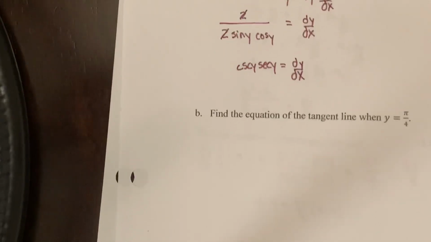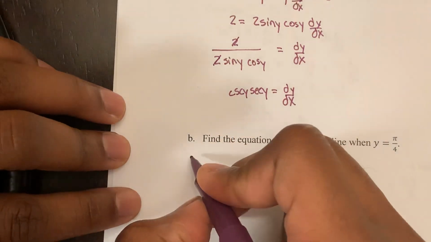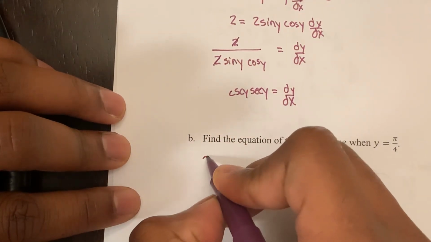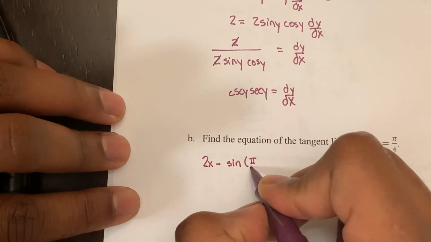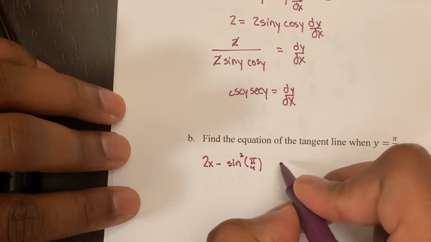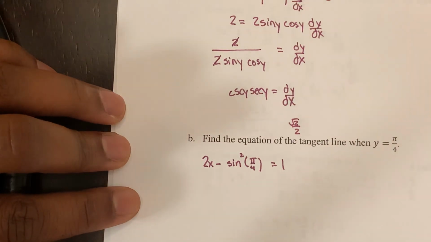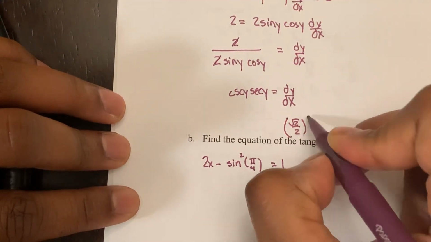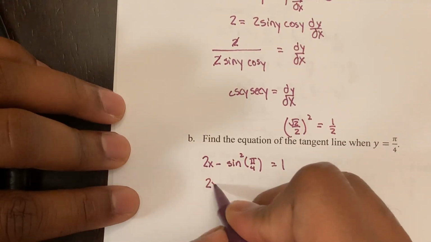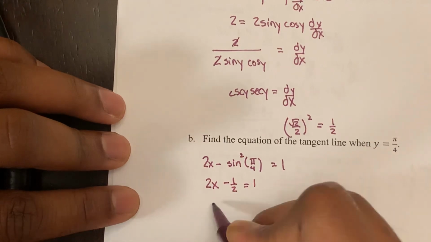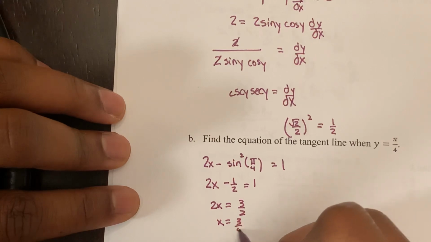For part B, we need to find the equation of the tangent line when y equals pi over 4. So first, let's find x because we need the point. So we're going to have 2x minus the sine of pi over 4 squared equals 1. Well, the sine of pi over 4 is square root 2 over 2. So square root 2 over 2 squared is 2 over 4, which is 1/2. So we have 2x minus 1/2 equals 1, which is 2x equals 3/2. And so x equals 3/4.